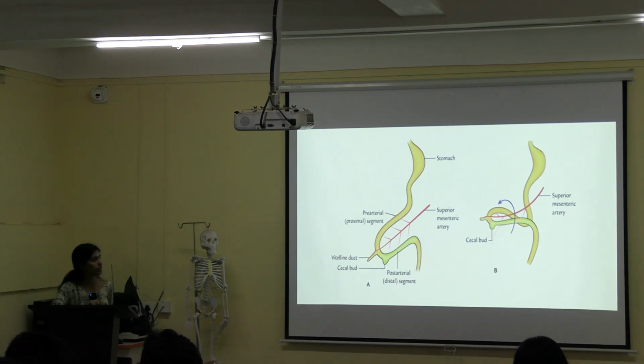You can clearly see here your pre-arterial segment is going towards the posterior aspect. In front of that, we can see the superior mesenteric artery and post-arterial segment, okay. That is all about the second rotation.